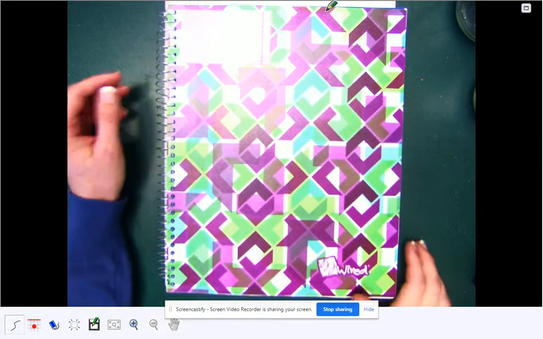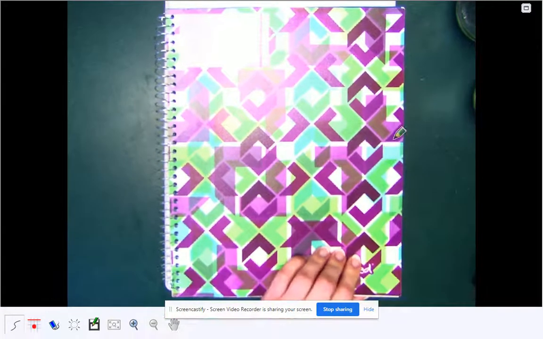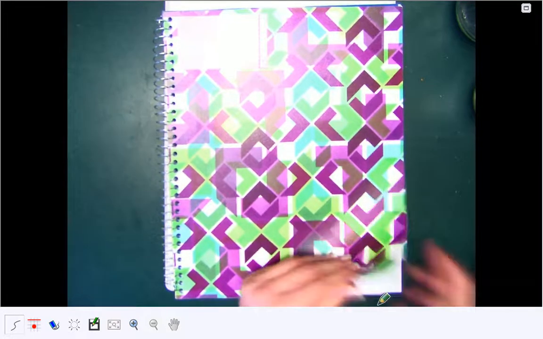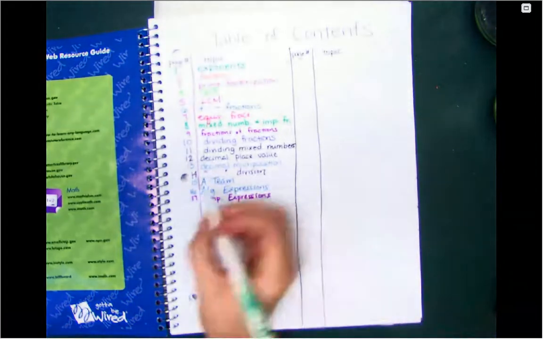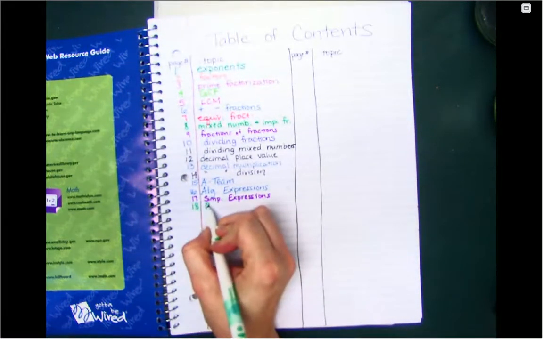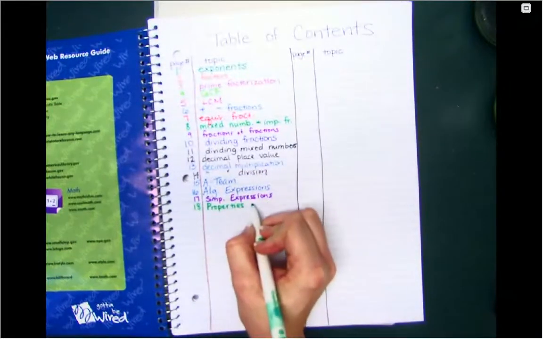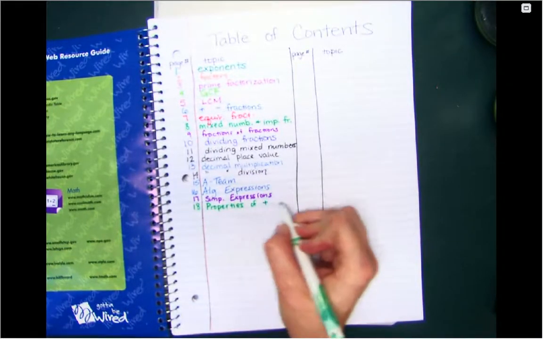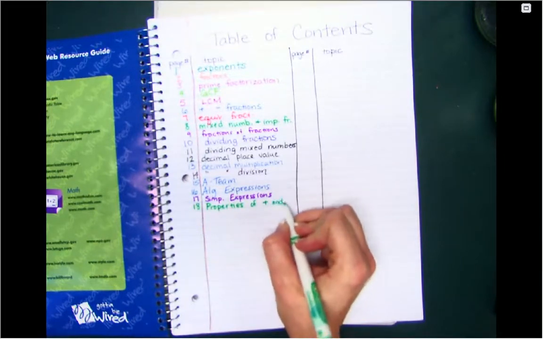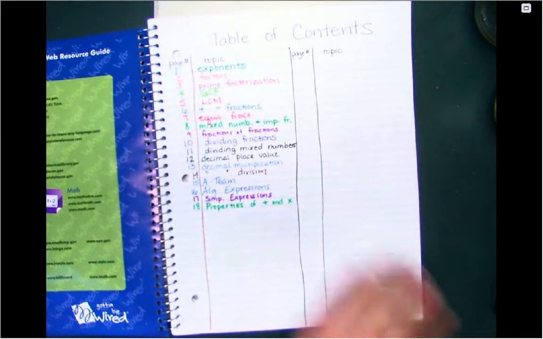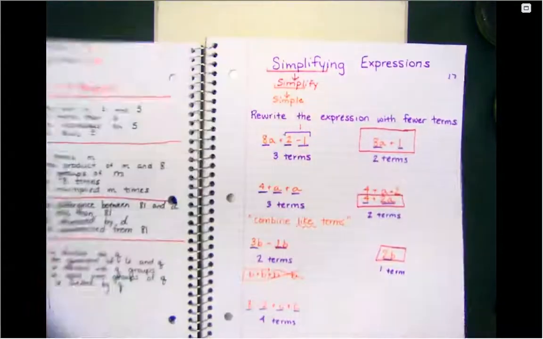Okay, so we're here in your math notebook, and we are on a new page. Make this page 18. Properties of addition and multiplication. Remember that both the left and the right have the same page number.